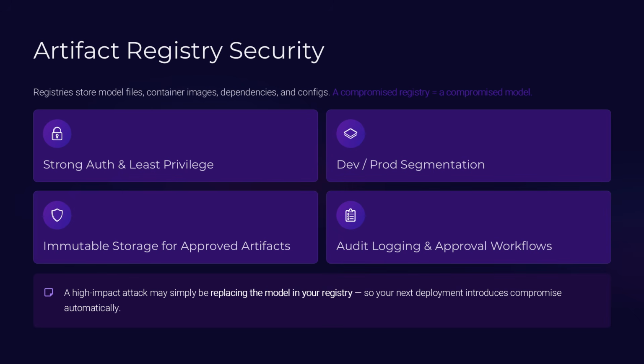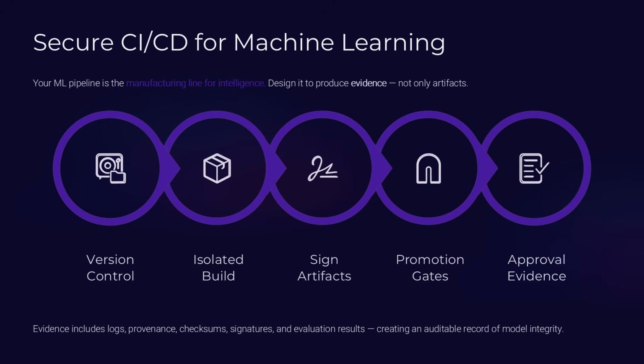A high-impact attack is not always to break into your production system. It may be to replace the model in your registry so that your next deployment introduces compromise automatically. From a leadership perspective, registry governance is a strategic control point that prevents silent compromise. Now let us connect supply chain security to the pipeline that produces and deploys models.